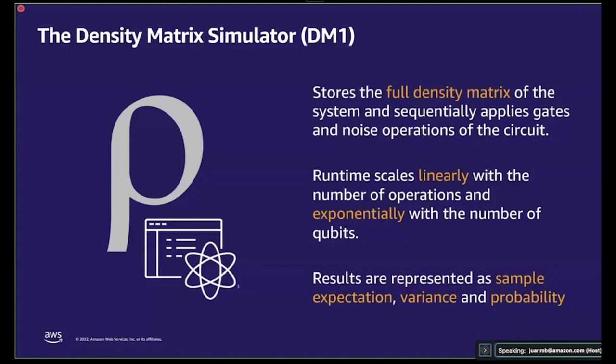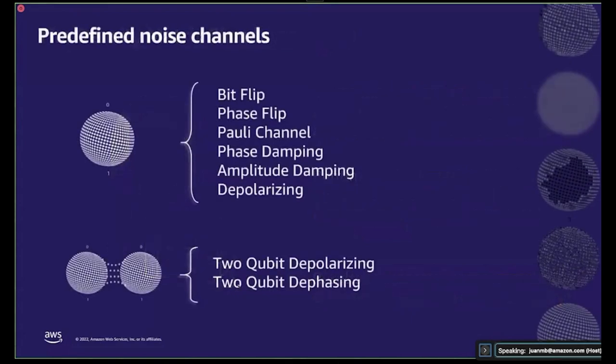Let's talk about the noise channels that we have. Which types of noise we have? These are the 1 qubit and 2 qubit types of noise that are available in Braket. It's not the only noise that exists out there, but this is by far the most common one. I'm not going to cover them all, but I'm going to cover a few of them for you to understand how they affect your calculations.